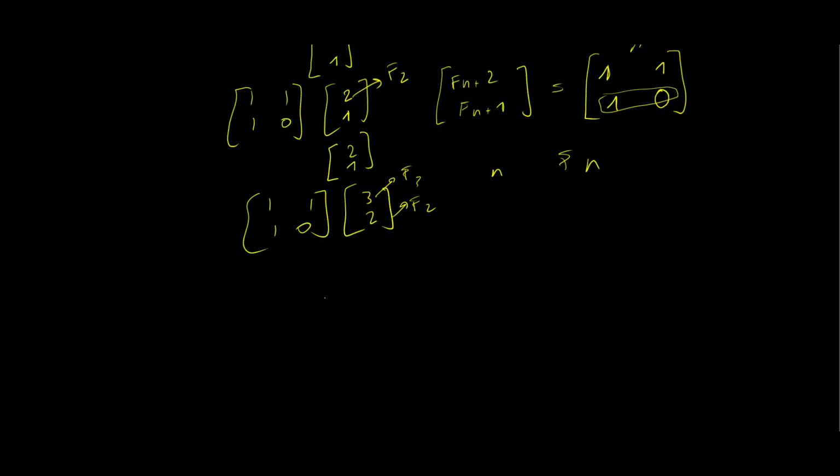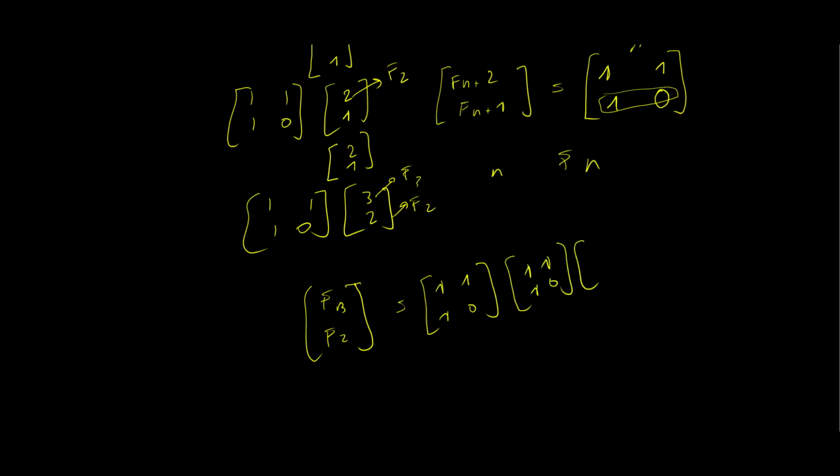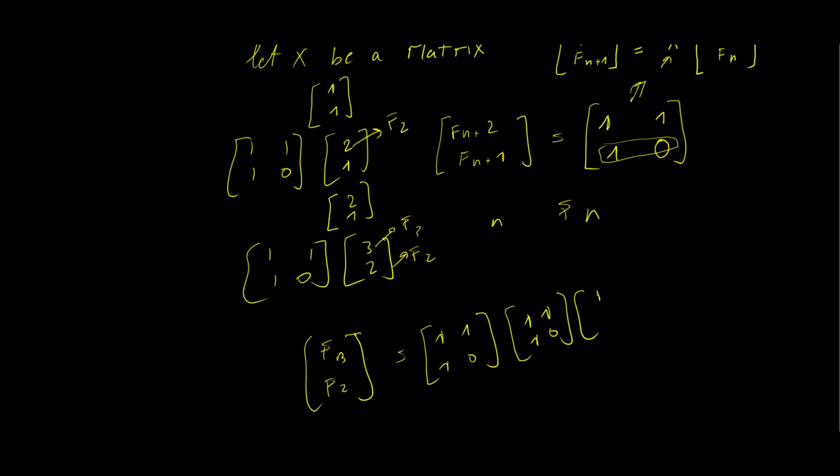So from here we see that f of 3, f of 2 was equal to this product. So it was equal to the product of the matrix 1, 1, 1, 0 times 2, 1. But what was 2, 1 to start with? It was again this matrix times 1, 1. So basically we just multiplied by this matrix twice.